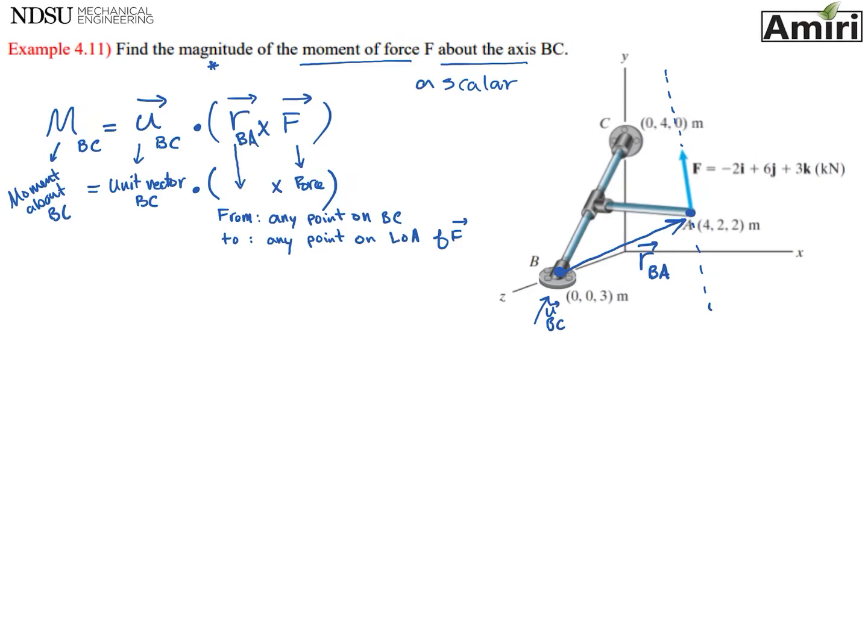So let's find the position vector from B to A. That means you have to deduct the coordinates of B from A. B is at 0, 0, 3 meters. A is at 4, 2, 2. So it's going to be 4 minus 0, i; 2 minus 0, j; and 2 minus 3, k. Don't forget the units. 4i, 2j, minus 1k meters. That's my position vector.